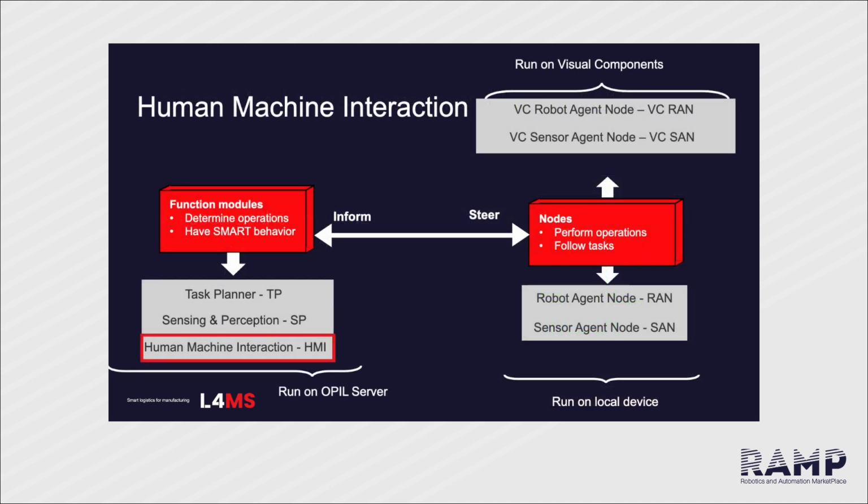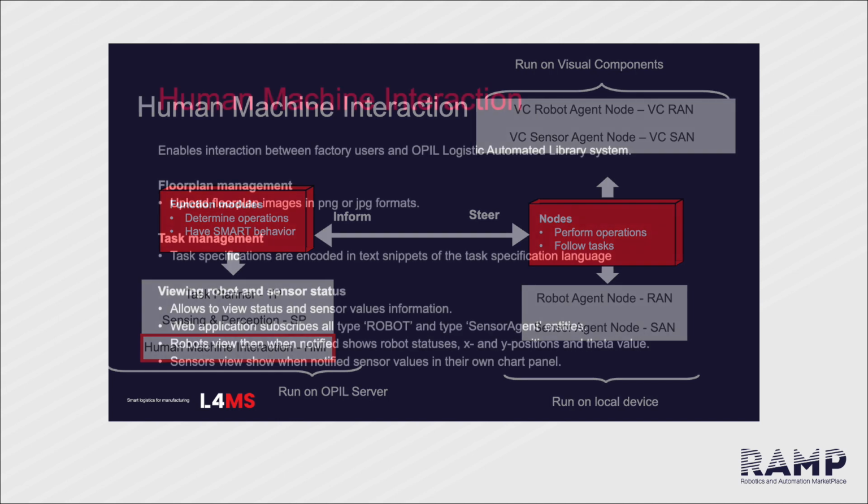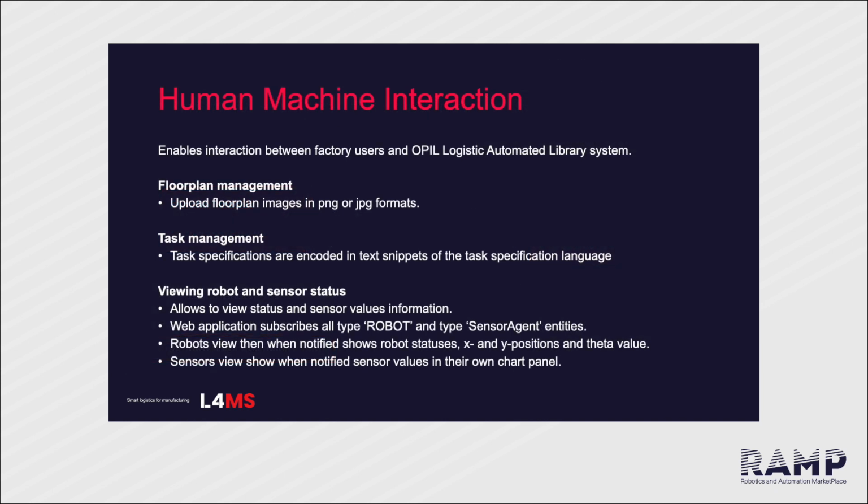And finally, let's have a few words about HMI, the Human-Machine Interaction Module, the actual interface of the OPIL Logistics Automation Library. The HMI enables interaction between factory users and OPIL Logistics Automation Library system. It consists of floor plan management, where you can upload floor plan images in PNG or JPG formats, the task management, where task specifications are written in code form in small text snippets on a task specification language, and other tabs on viewing robot and sensor status in real time.